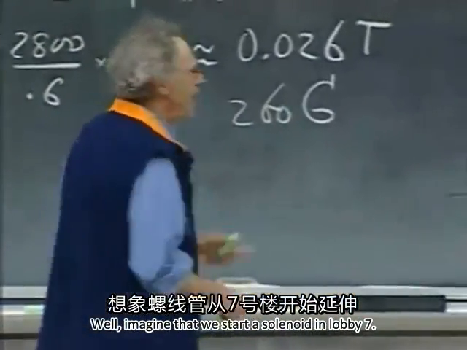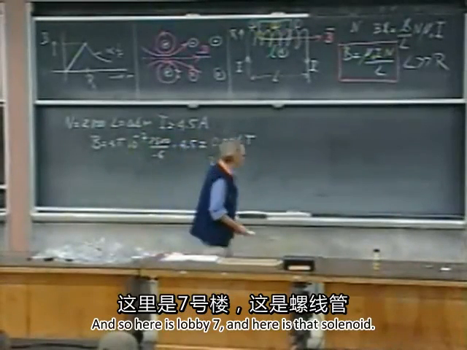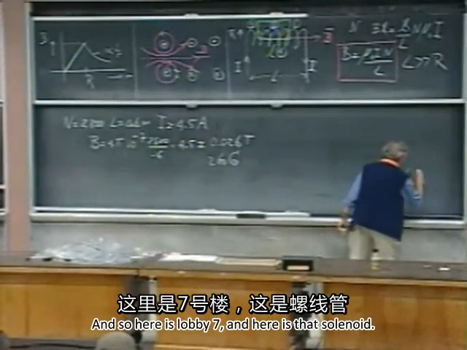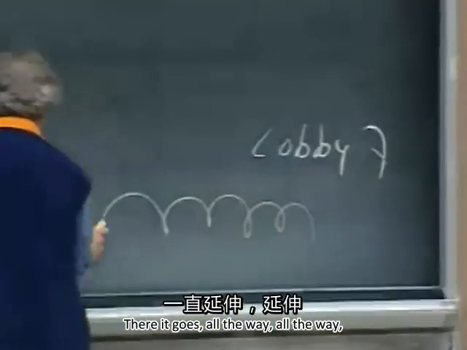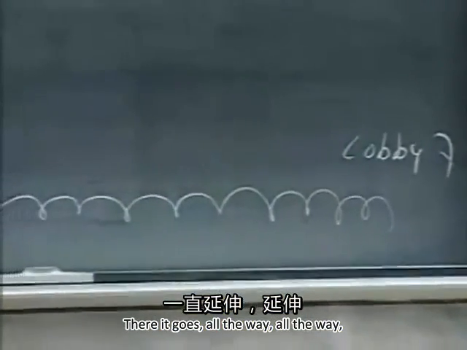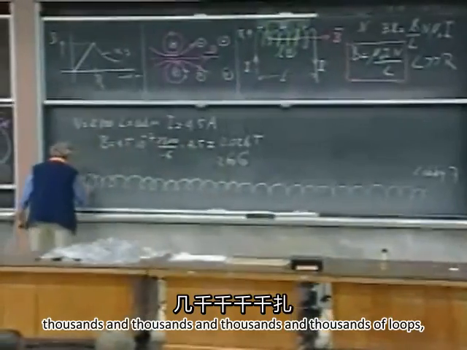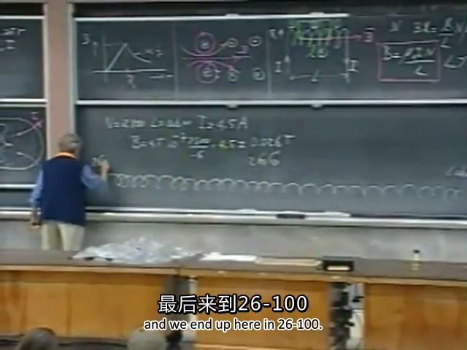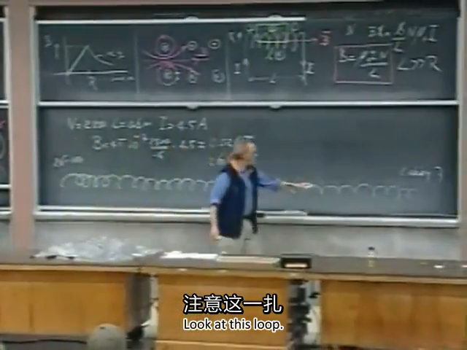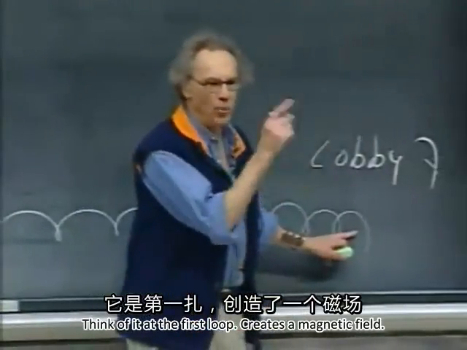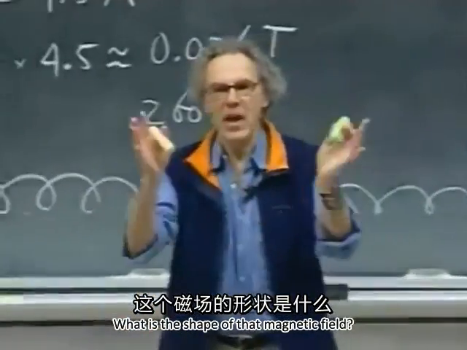Well, imagine that we start a solenoid in lobby 7. And so here's lobby 7, and here is that solenoid. There it goes. All the way, thousands and thousands of loops, and we end up here in 26,100. Look at this loop. Think of it as the first loop. It creates a magnetic field. What is the shape of that magnetic field?